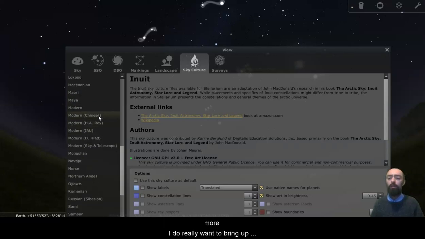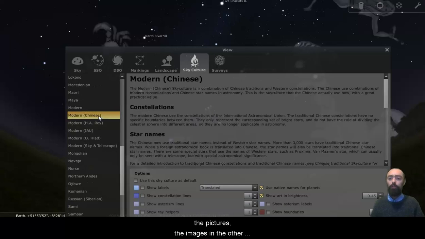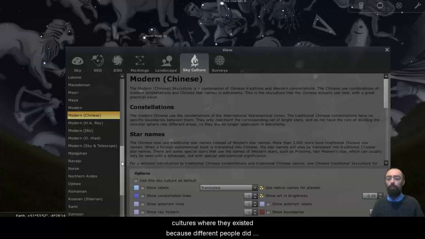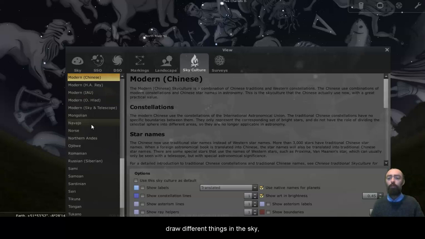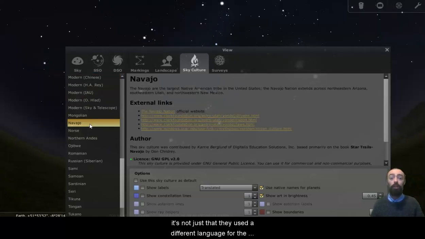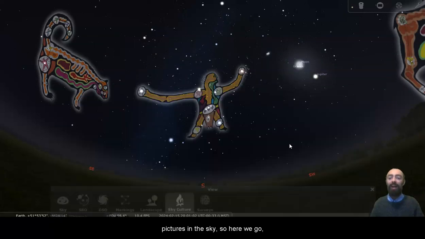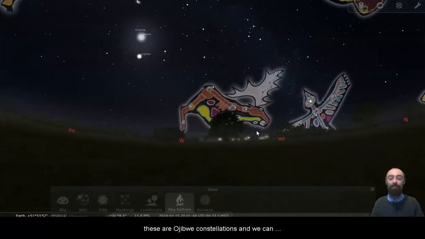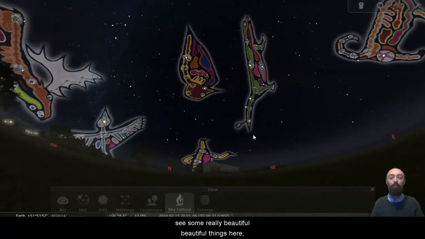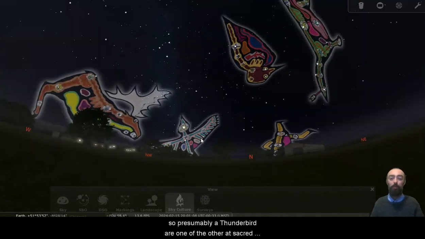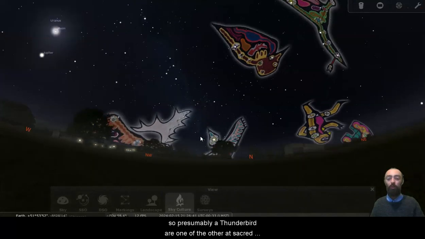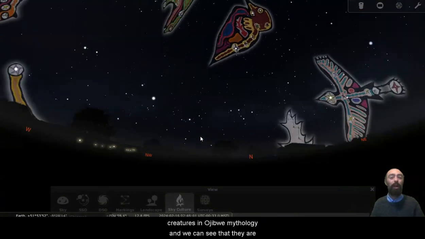I do really want to bring up the pictures, the images in the other cultures where they existed, because different people did draw different things in the sky. It's not just that they used a different language for the same things. Of course, if you went out and used your imagination, you might draw very different pictures in the sky. So here we go. These are Ojibwe constellations. And we can see some really beautiful things here. So presumably Thunderbird or one of the other sacred creatures in Ojibwe mythology.